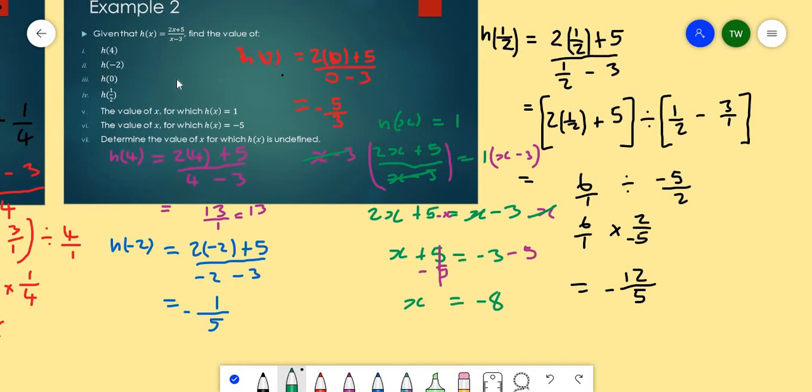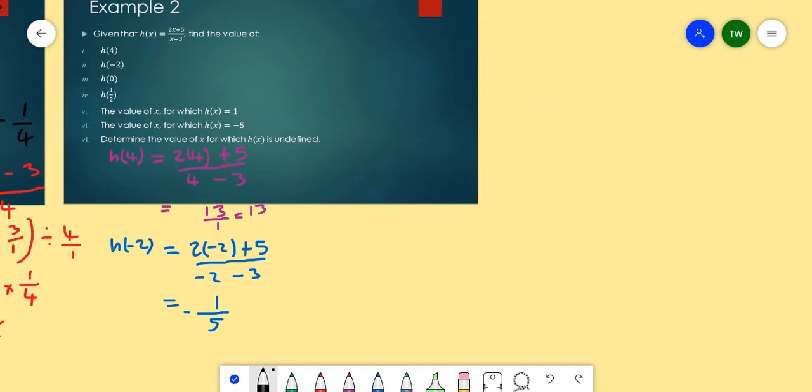Now we want to find the value of x for which h of x is now equal to -5. So we're going to take 2x plus 5, all of that divided by x minus 3. And we're just going to equate that to -5.